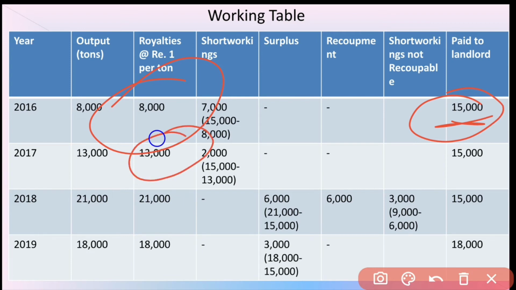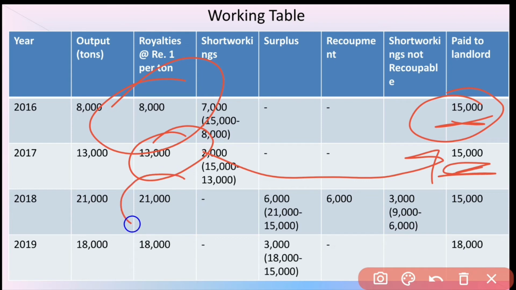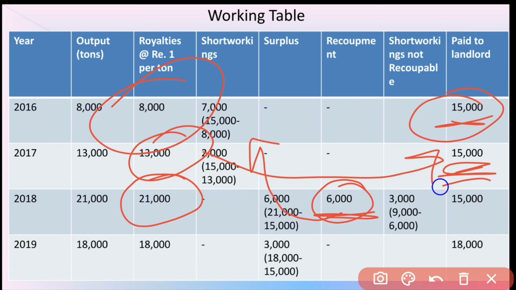In the next year, our royalty was 13,000, but we are supposed to pay the minimum rent, that is 15,000. In the third year, although my royalty was 21,000, I have recouped whatever excess was there, right? Whatever my excess was, that is 6,000, I have recouped it with the previous years' losses. That is why for this year also I'm going to pay only 15,000.